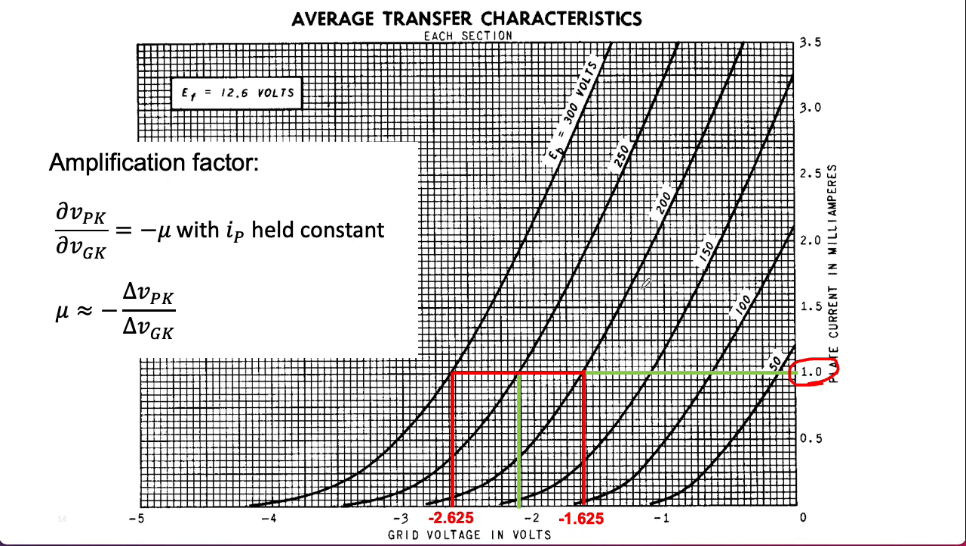So here we have one at 200 volts, and here we have a plate to cathode voltage of 300 volts. And we can take the intersections of those curves with our current point here of 1 milliamp, and then trace that down and find grid to cathode voltages of minus 2.625 and minus 1.625 volts. So we see that we have a difference of 100 volts in the numerator and conveniently a difference of 1 volt in the denominator, giving us a value of 100, which is what we find on the datasheet.